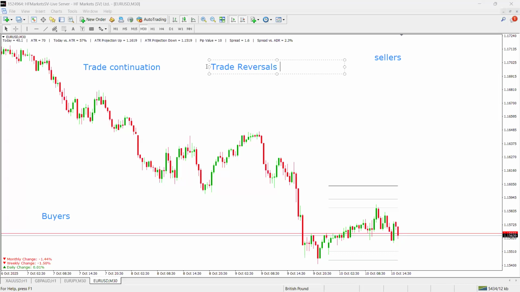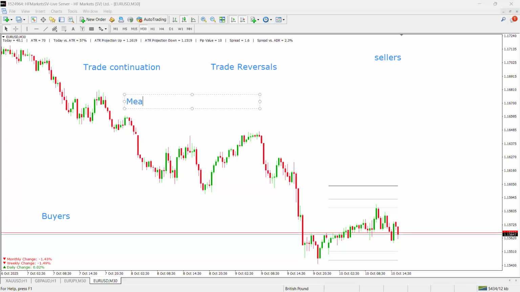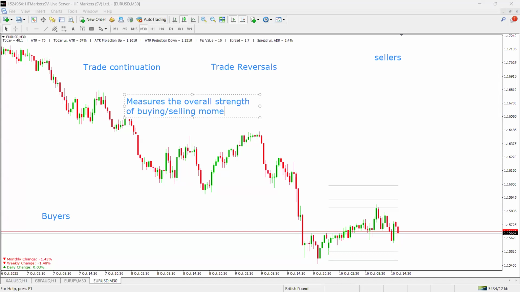And for today, we want to focus majorly on the reversal aspect, but also at the same time, we'll try as much as possible to balance it out with how to use it for continuations in the market. And like I said, stoch majorly measures the overall strength of buying or selling momentum.